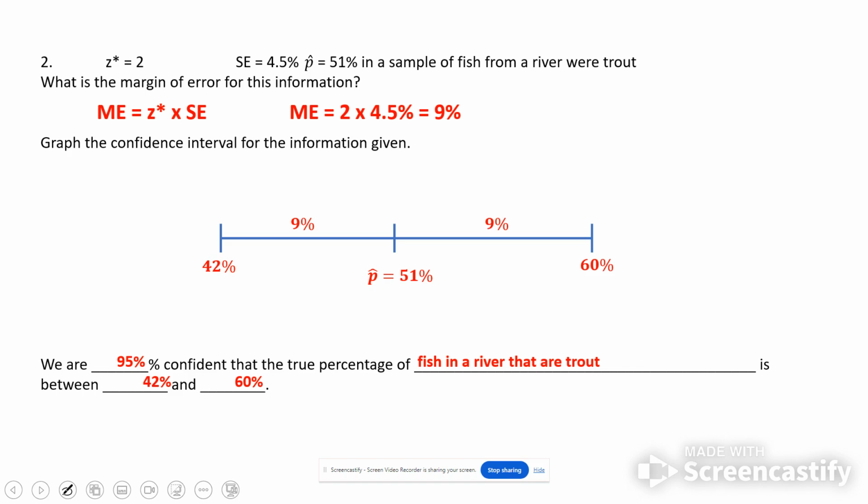Okay, here, I don't want to tell you everything, but here we go. So how do we get 95%? Why is it 95? Well, the Z star is 2. So remember, 1 is 68, 2 is 95, 3 is 99.7. Since the Z star is 2, 95% is our confidence percentage. And it's from 42 to 60.